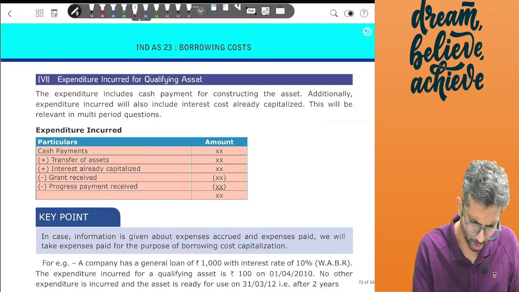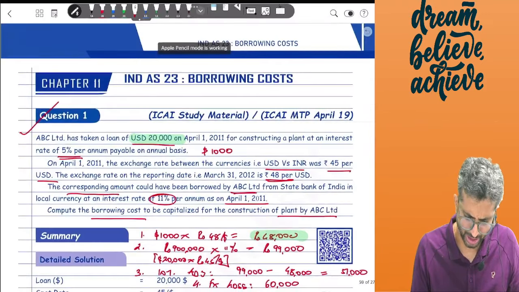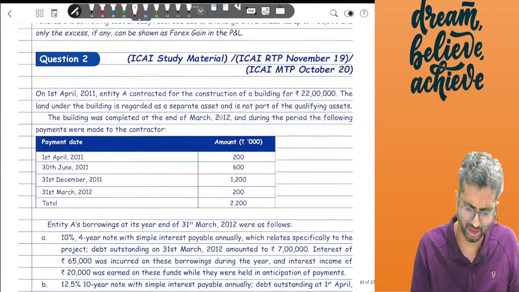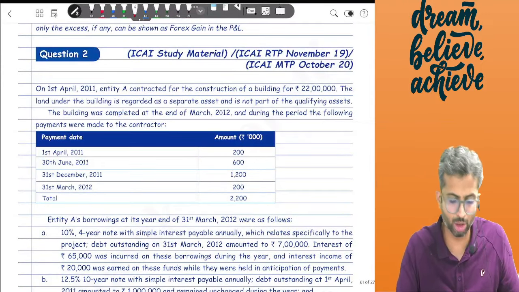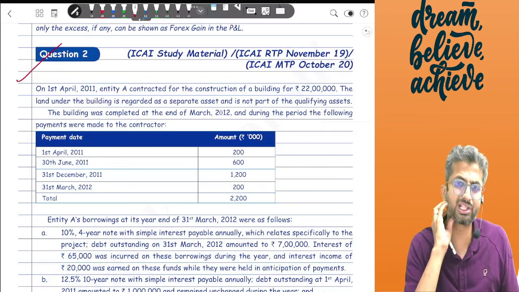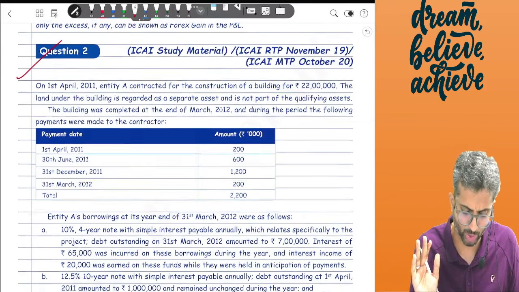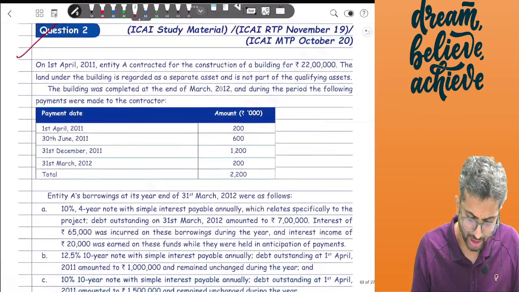Now there's an example over here, and there's also some theory on expenditure incurred, but we will try to best understand this with the numerical. We have done again a lot of theory. It will cement if you do this through an example. So question 2 is an important question. So let us review this.